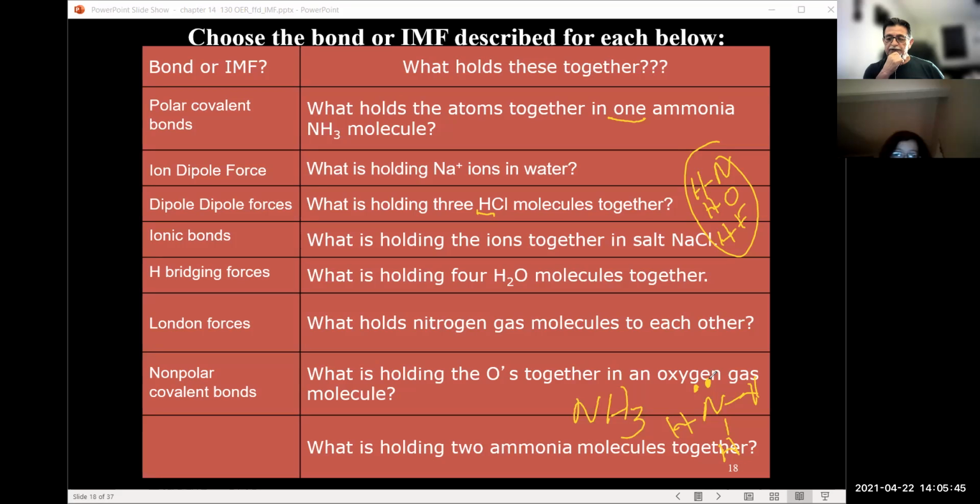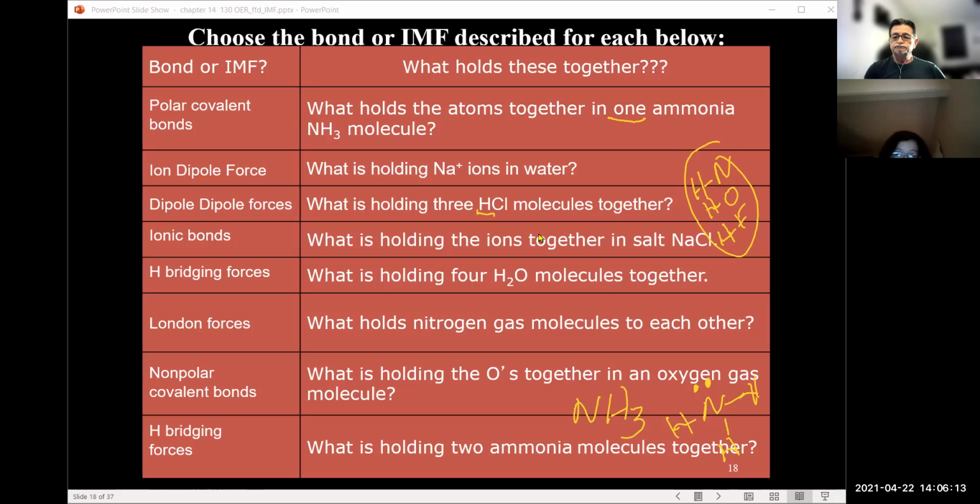Once we know that, then it depends which one. It's not London forces because it's polar. It's not ion dipole because there's no mention of an aqueous system here. So it's either dipole-dipole or hydrogen bridging. Well, it could be dipole-dipole. However, we got hydrogen bonded to nitrogen. So that tells us that is hydrogen bridging.